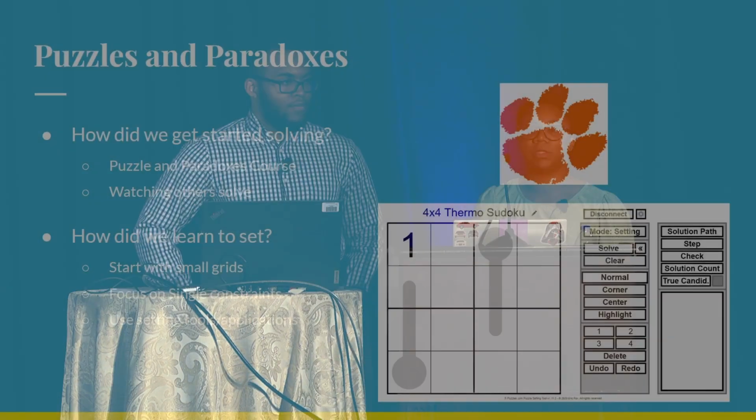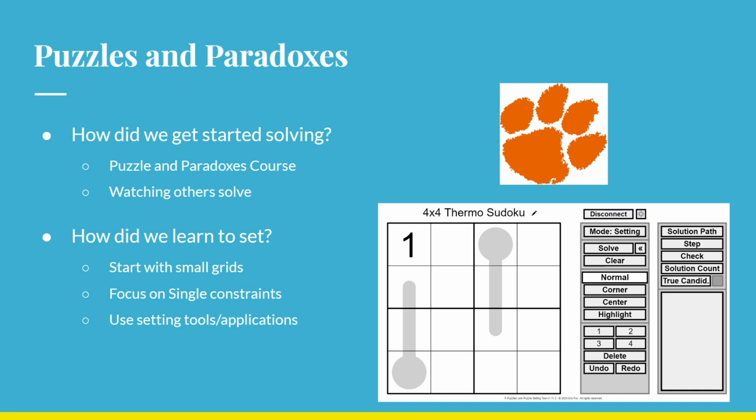Yeah, and we learned to set much in the way that we learned to solve. So we started really small with 4x4s, worked our way up to 6x6s and 9x9s. And again, we started with a single constraint so that we don't clutter our thinking or throw too many things at once and stop following the actual logic. And we learned using a couple of online setting tools. There are free ones for everybody, F-Puzzles and Sudoku Maker, if you're interested in trying this out on your own.